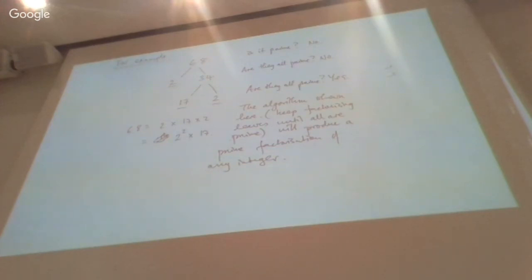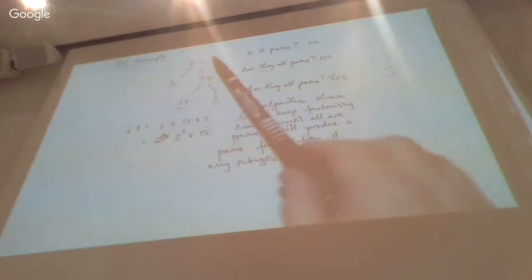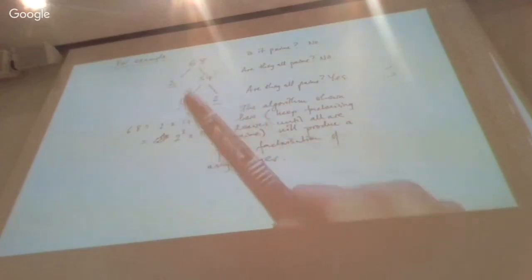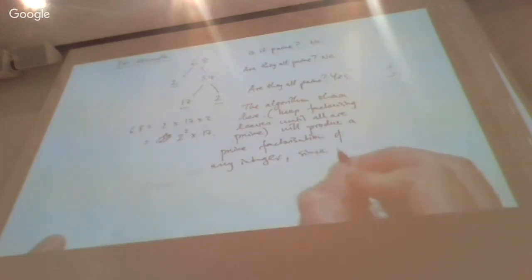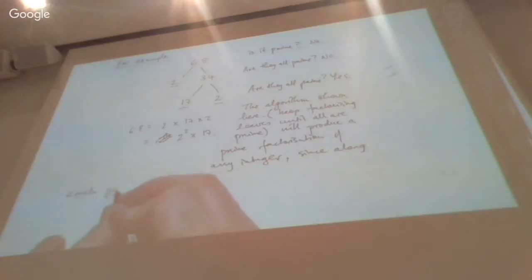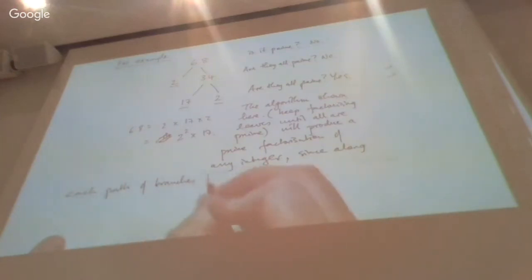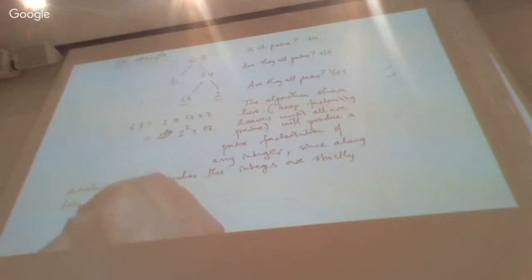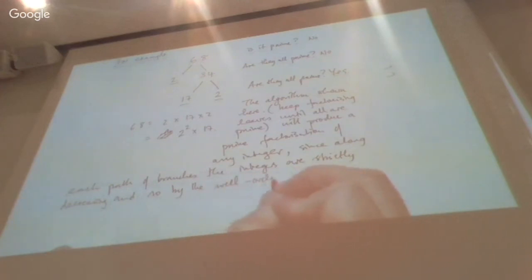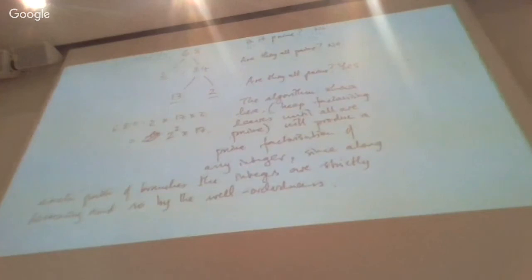But it's quite easy to see that this algorithm will always stop, because when you start with an integer up here, the leaves that are produced, if you look down any branch or any sequence of branches, the nodes are always getting smaller. Since along each path of branches, the integers are strictly decreasing, because you're factorizing. And so by the well-orderedness property, remember the well-orderedness property said that every non-empty set of positive integers has a least element, that tells you basically that this process will stop eventually.